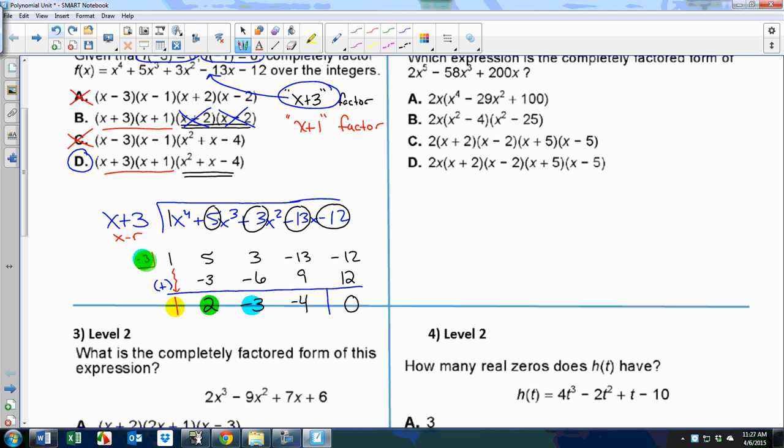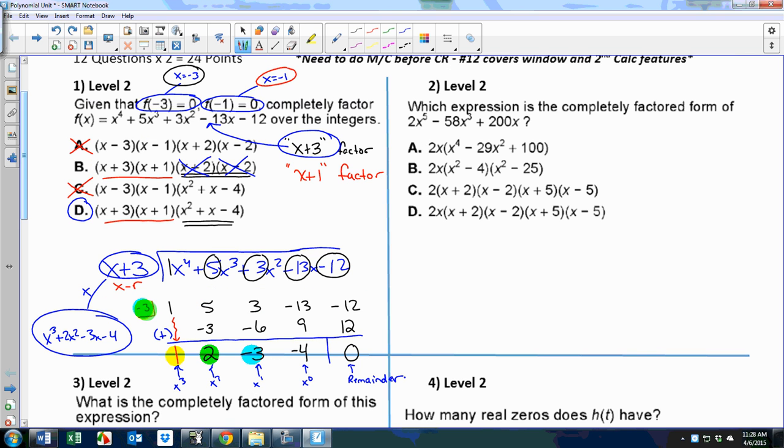And that's what you should get if you're dividing by a factor, because if you'll remember, this last number is the remainder. Remainder 0 means that x plus 3 is a factor. And then this is your x to the 0 term, this is your x to the 1 term, x to the 2, and x cubed. So in other words, you get the answer 1x cubed plus 2x squared minus 3x minus 4. X plus 3 times the answer I got gives me the original function.